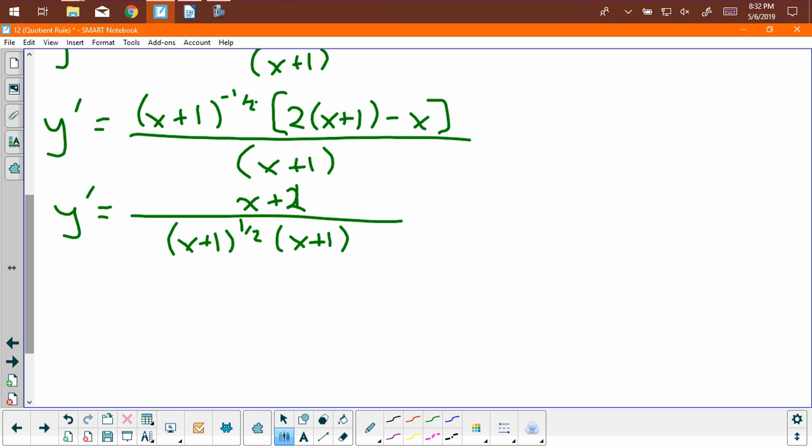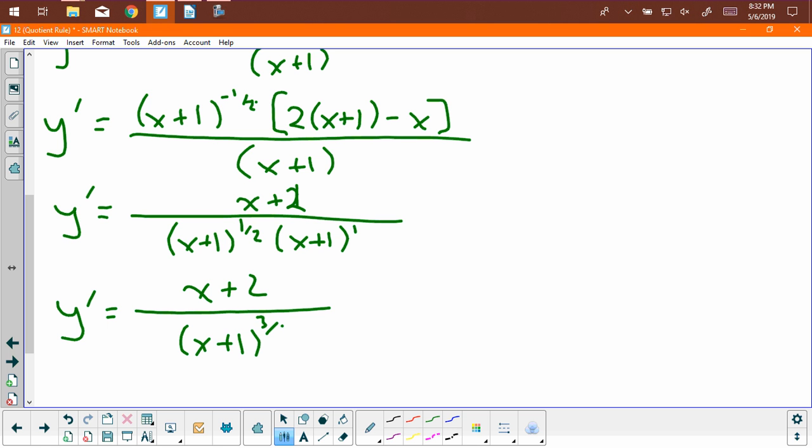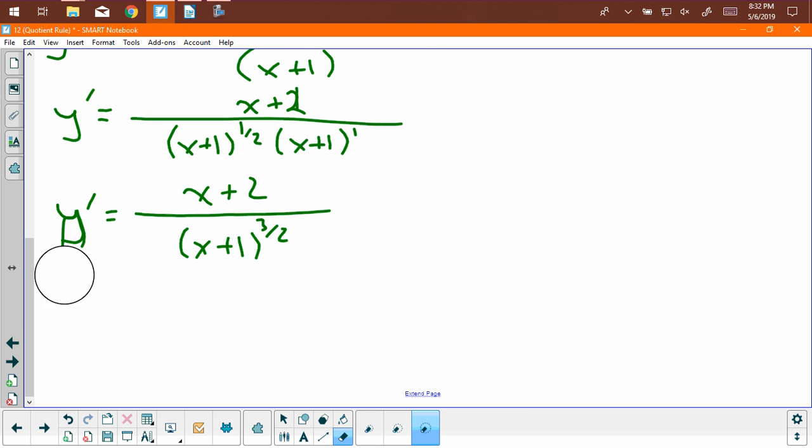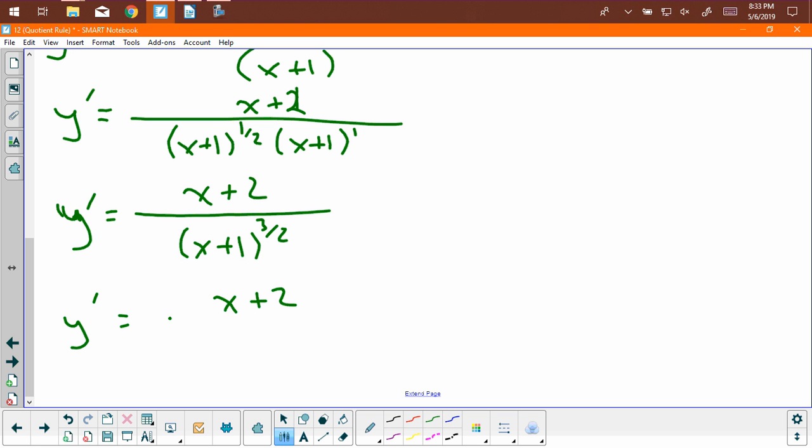So the only thing left to do now is I can clean up the denominator a bit more. This is power 1, so when I add those together, I'm going to get x plus 1 to the 3/2, which means finally I can write that expression as y prime equals x plus 2 over the root of x plus 1 cubed. And there is the final form of my derivative.